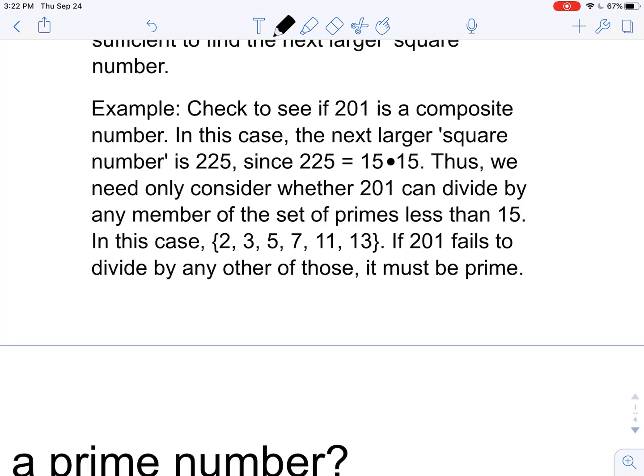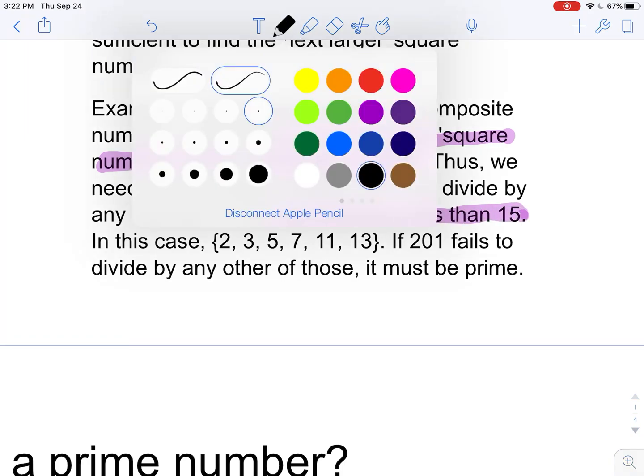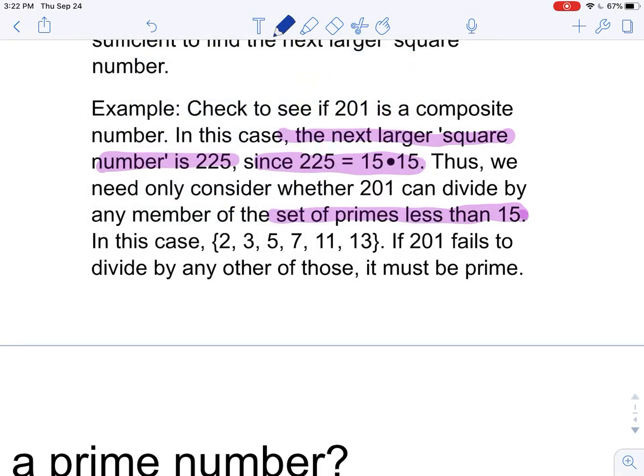Check to see if 201 is a composite number. In this case, the next larger square number is 225, because 225 is 15 times 15. So we really only need to look at the set of primes less than 15. Let's write those out here: 2, 3, 5, 7, 11, and 13. If 201 fails to divide by any of those, it has to be a prime number.